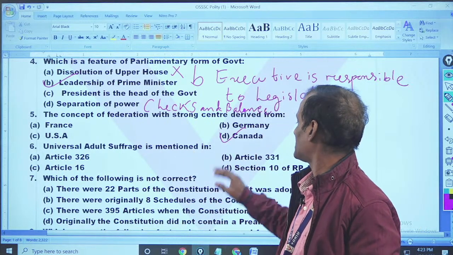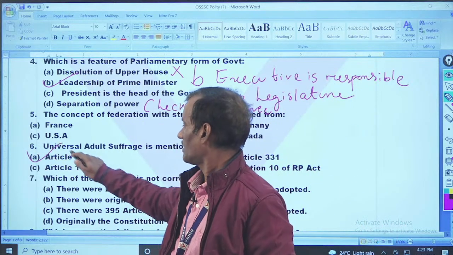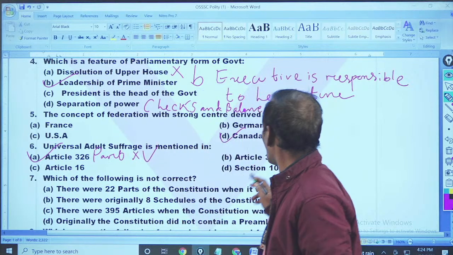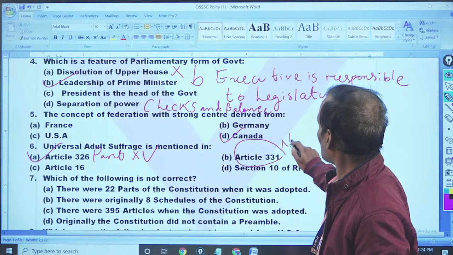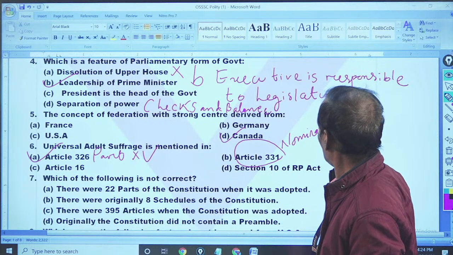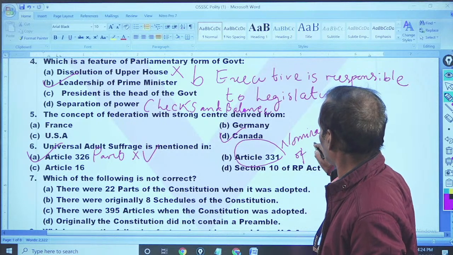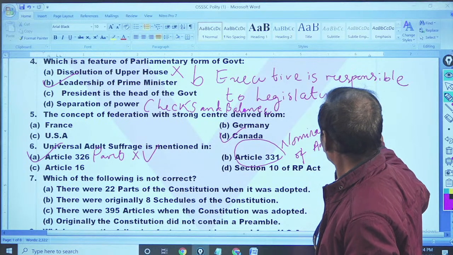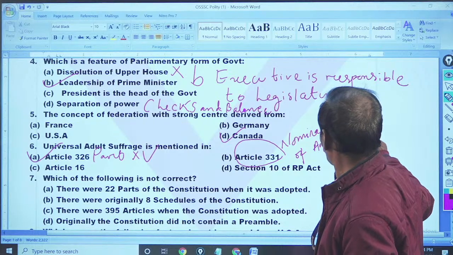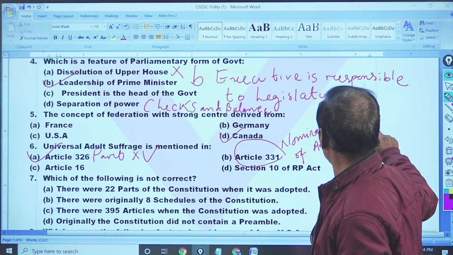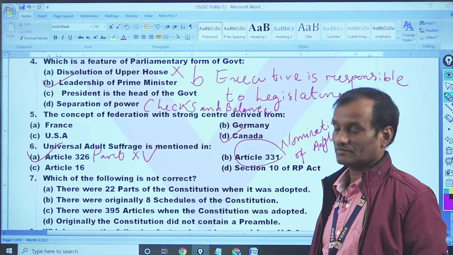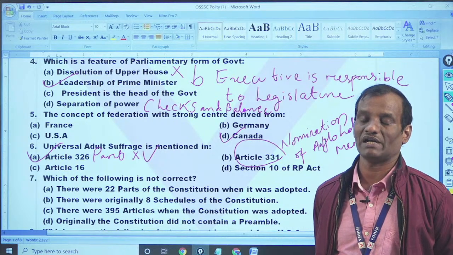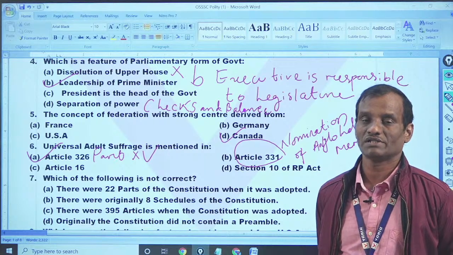Universal adult suffrage is mentioned in Article 326. Article 331 is nomination of Anglo-Indian members by president to Lok Sabha. Even that provision has been abolished or repealed by 104 Amendment Act 2020. So 331 was amended recently by the 104 Amendment Act.